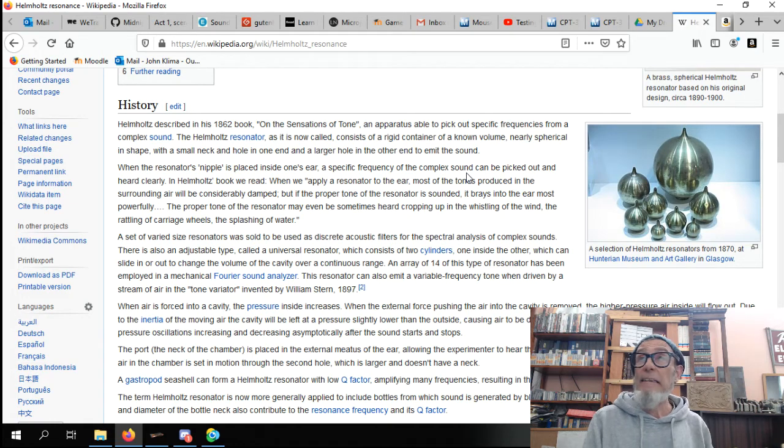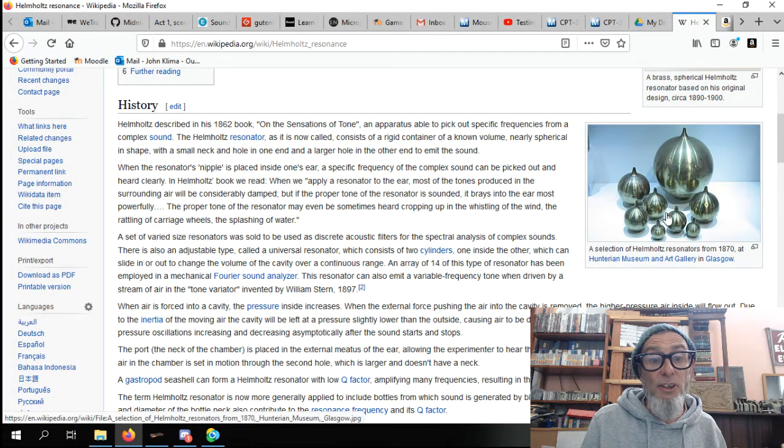Helmholtz described in his 1862 book, way before even I was born, on the sensations of tone, an apparatus able to pick out specific frequencies from a complex sound. The Helmholtz resonator, as it is now called, consists of a rigid container known as a volume. Volume. We've talked about that in 3D modeling. Nearly spherical in shape, with a small neck and a hole at one end. You know, a bottle. But the principle of Helmholtz resonation is not entirely constricted to this spherical idea, as we see in this image here.